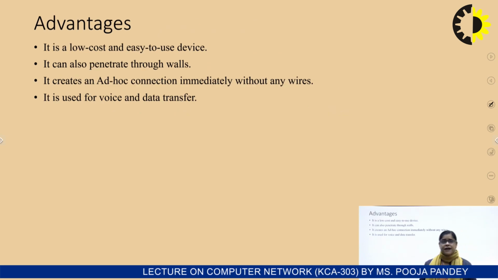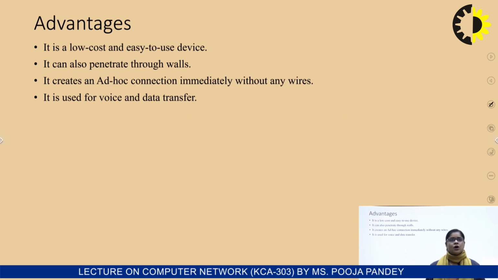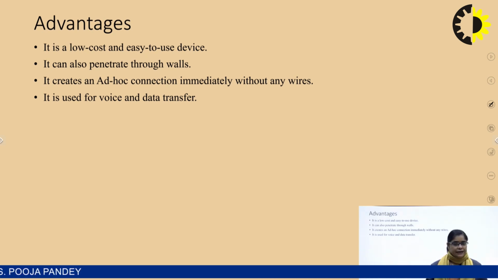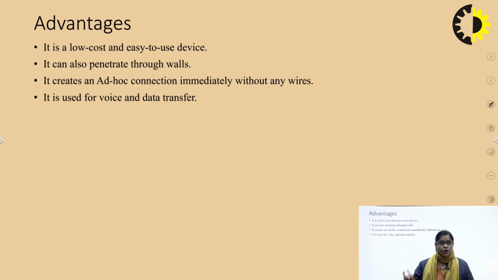Now, the advantages are that it is very low cost and very easy to use. For example, if I am sitting in one room and my printer is in another room, they can be connected. It means that the radio waves are penetrating through the wall. So Bluetooth can be connected from one room to another room, but there is a distance limit. Till what distance? 10 meters it can be connected, right?